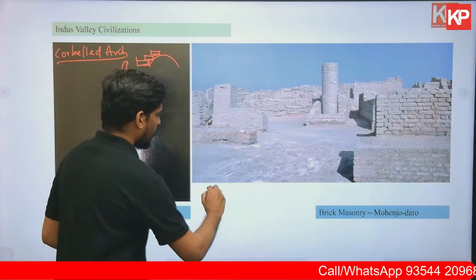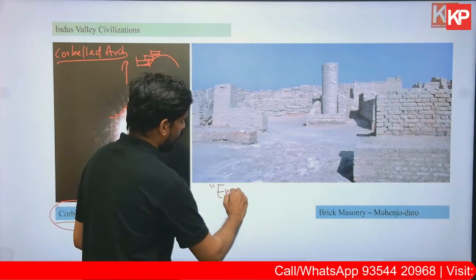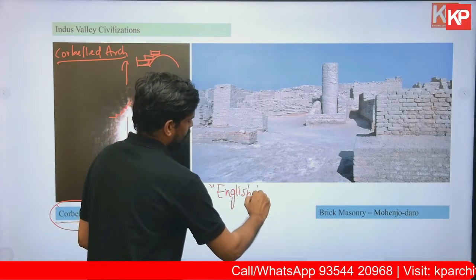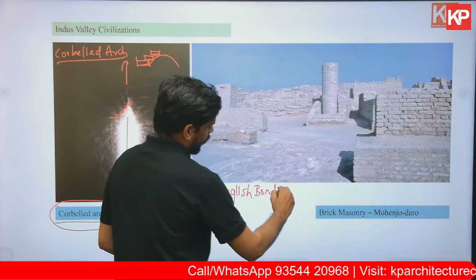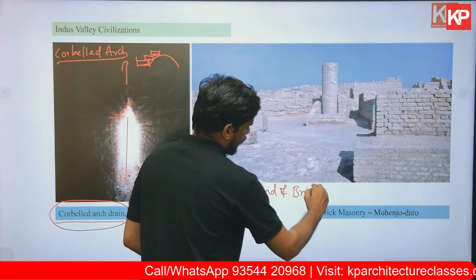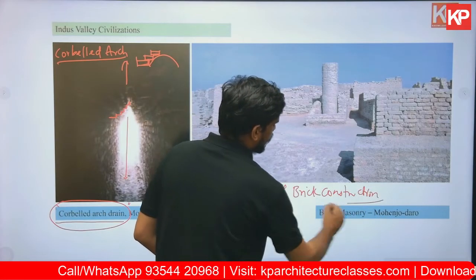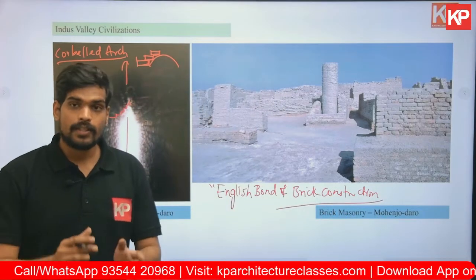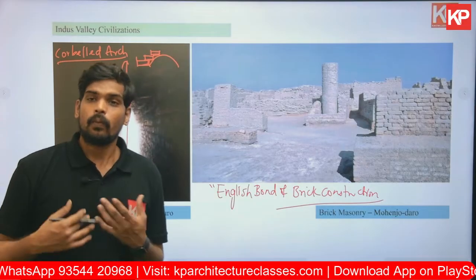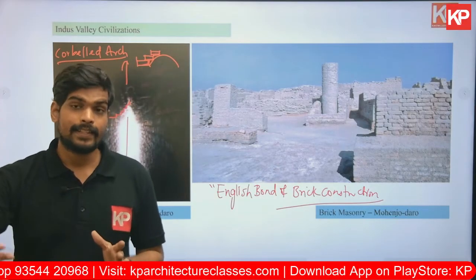You can remember one point here. Generally, English bond of brick masonry was used in construction. English bond of brick masonry, or brick construction. In brick construction, there are different types of bonds. You have header bond, stretcher bond, English bond, and Flemish bond. What is English bond? You will get to know these details in the next module.